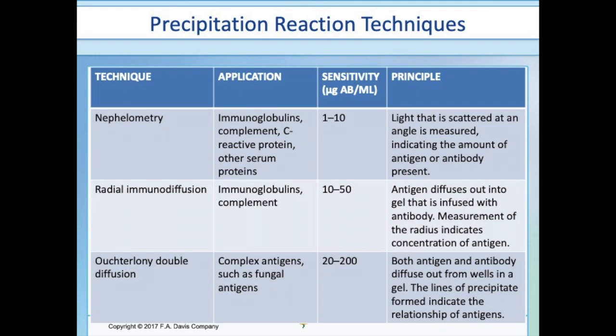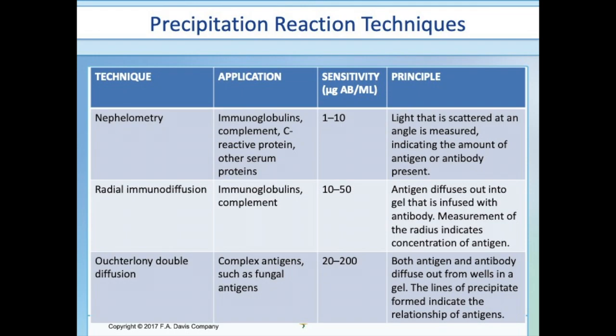And then, we also have radial immunodiffusion. Radial immunodiffusion may be utilized for measurement of immunoglobulins and complement, and the sensitivity is between 10 to 50 micrograms antibody per ml. Here, the antigen is allowed to diffuse into a gel. Remember, the best way to demonstrate precipitation reaction is using a semi-solid medium such as gel. The gel is infused with antibody, so as the antigen diffuses, we measure the radius. The radius indicates the concentration of the antigen, and is directly proportional to it.